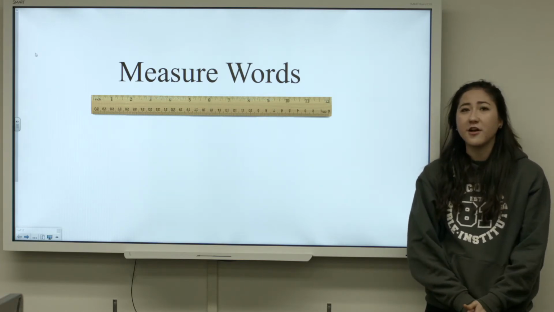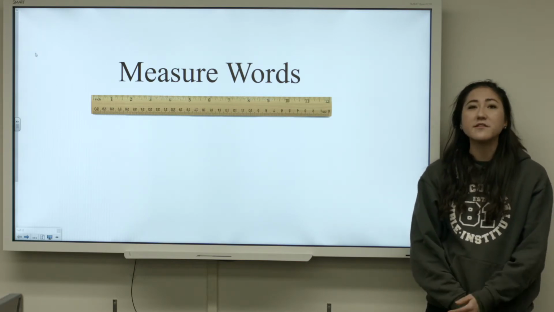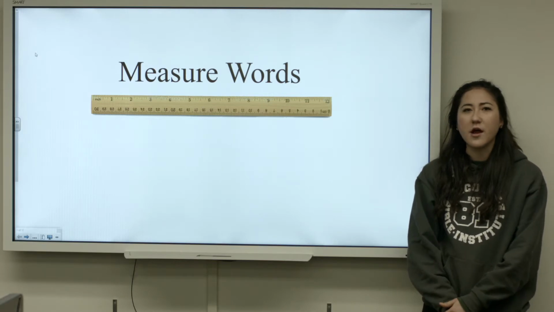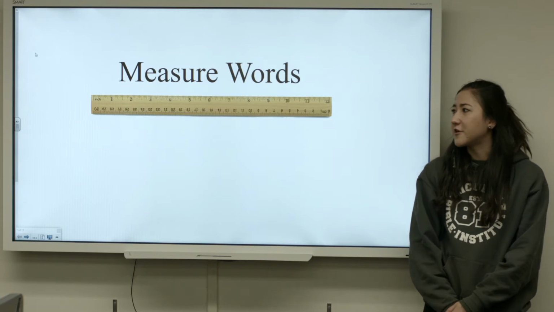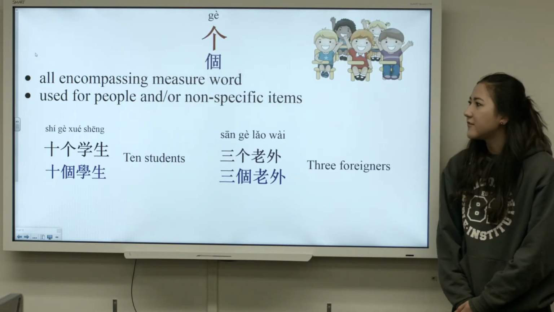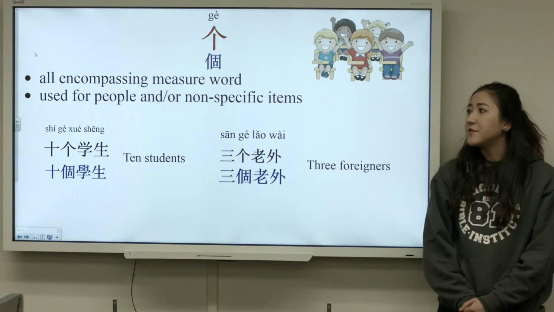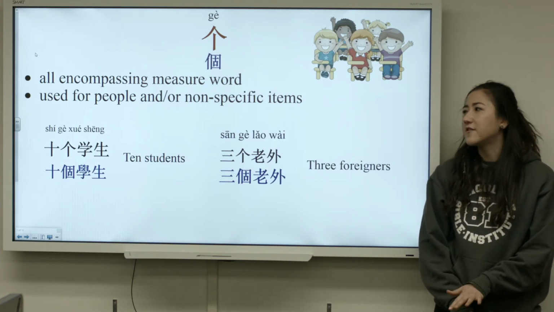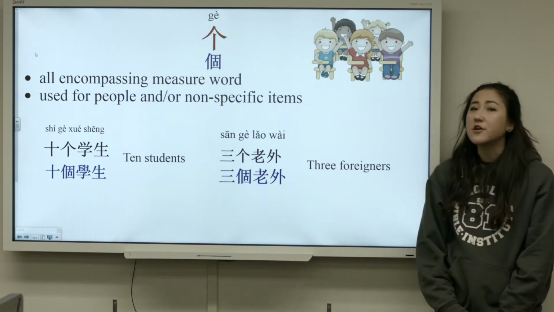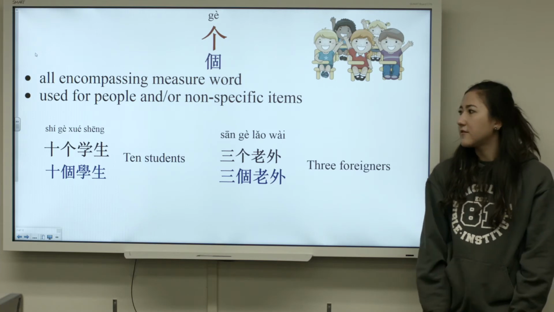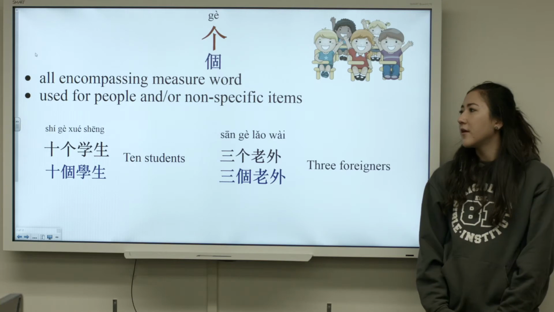So in Chinese, there's a ton of measure words, but today we're just going to cover some of the more basic ones that are more commonly used, but there are many, many more. So let's get started. The first one is an all-encompassing measure word, which is ge. This is used for people and or non-specific items. So the first example here is 10个学生, 10 students. And also 3个老外, 3 foreigners.